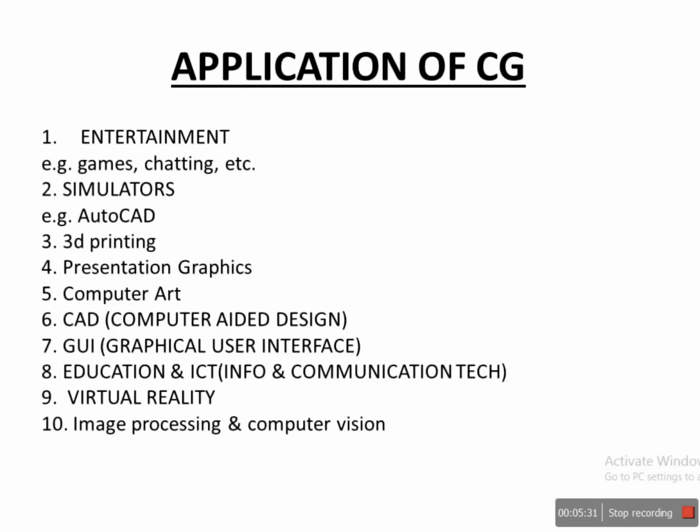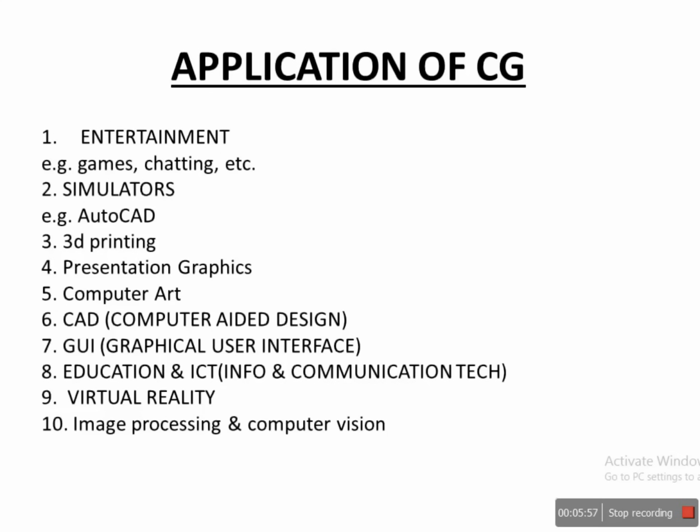Then GUI. GUI is short for graphical user interface. Graphical user interface is basically how you are interacting with your computer or any device that can be called a computer. Basically the computer is the father of all the electronic devices nowadays. Everything is a type of small computer. Maybe it is your smartwatch, maybe it is your smartphone. It's at the end a computer only. Okay, next is education and ICT.